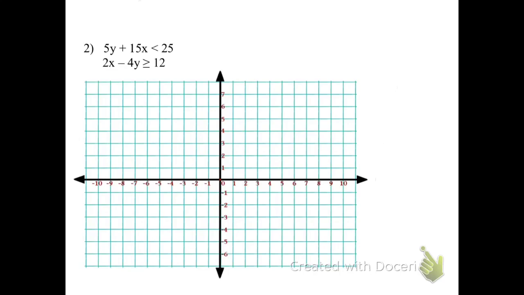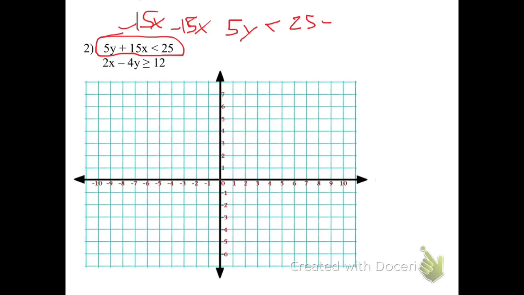We'll do the first one in red. But first we need to solve for y. So on this guy here, you got to get this y all by itself. To do that, you got to get rid of the x, so subtract 15x on both sides. Okay, so now our equation looks like it's got 5y less than 25 minus 15x. We have to get the y by itself, so get rid of that 5 in front by dividing everything by 5. We now get y is less than 25 divided by 5, which is 5, minus 15x divided by 5, which is minus 3x.